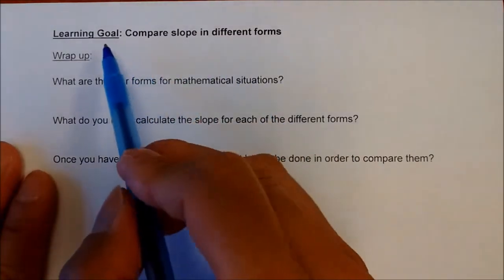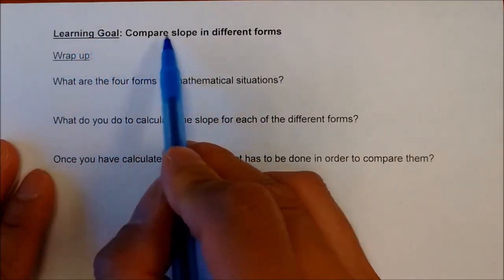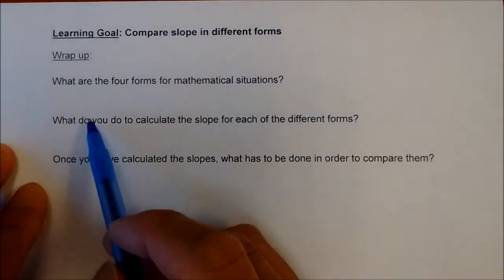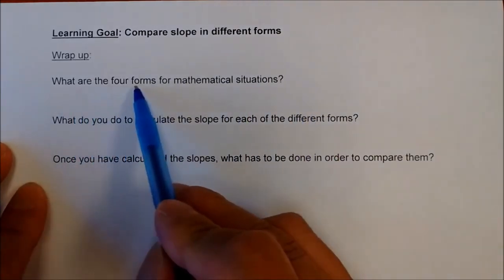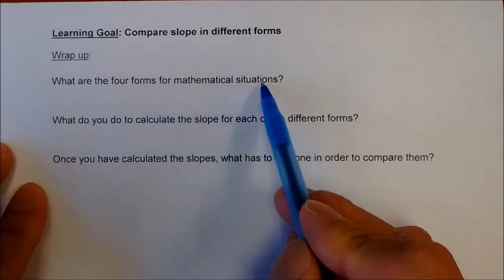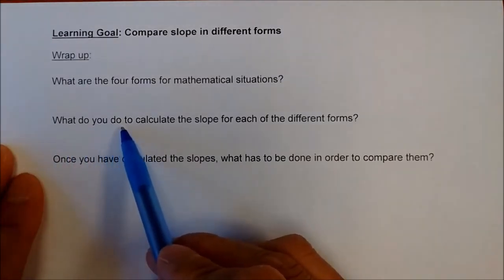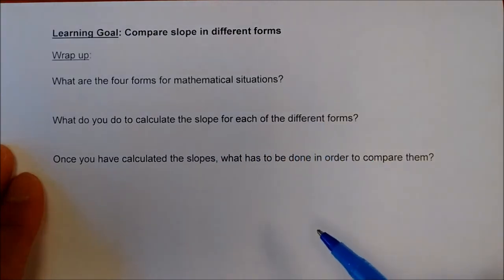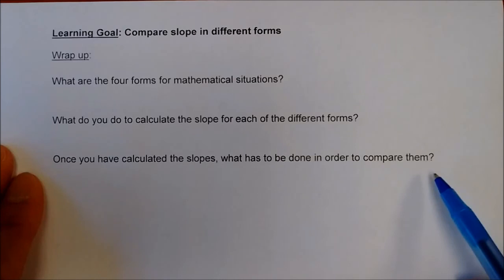To finish the lesson, I want to remind you that the learning goal for today was to compare slope in different forms. And to wrap things up, discuss these questions with your neighbor and maybe with the whole class. What are the 4 forms for mathematical situations? What do you do to calculate the slope for each of the different forms? Once you've calculated the slopes, what has to be done in order to compare them?